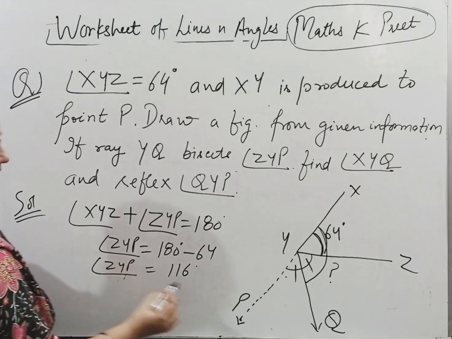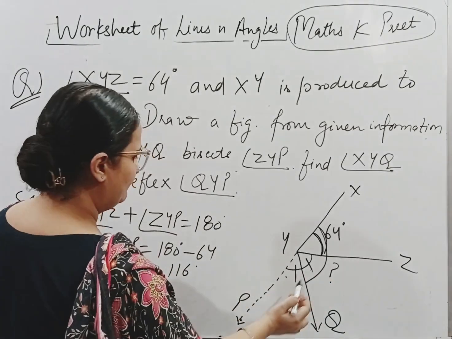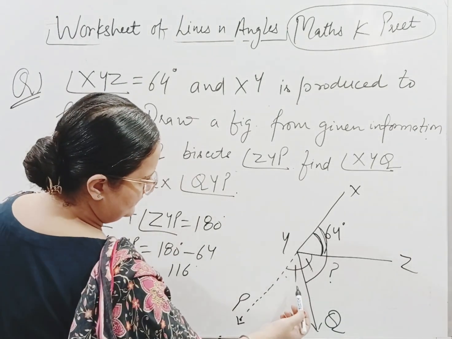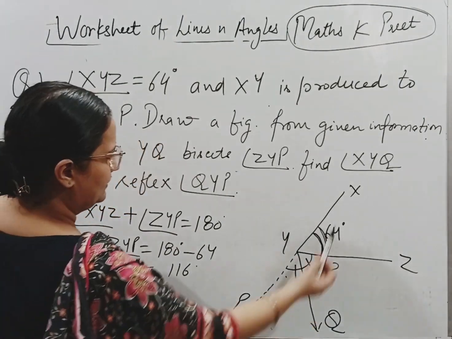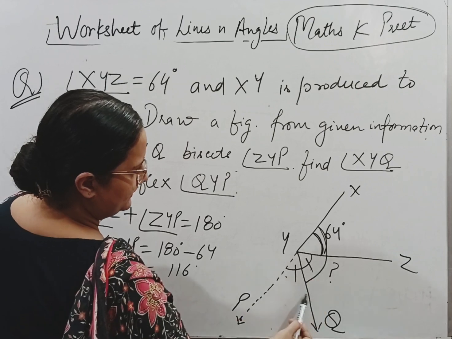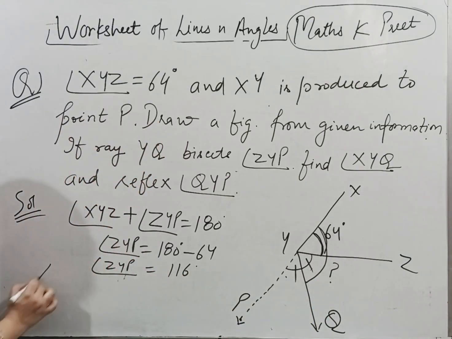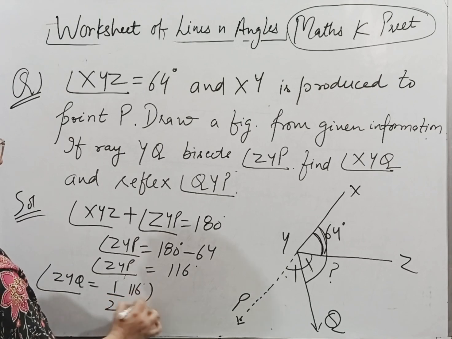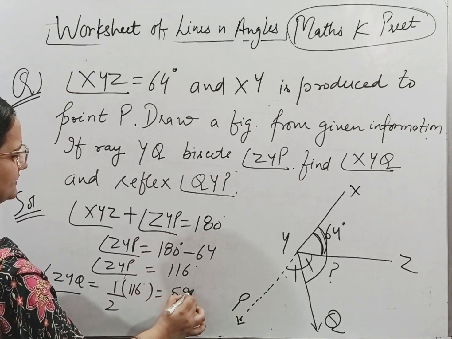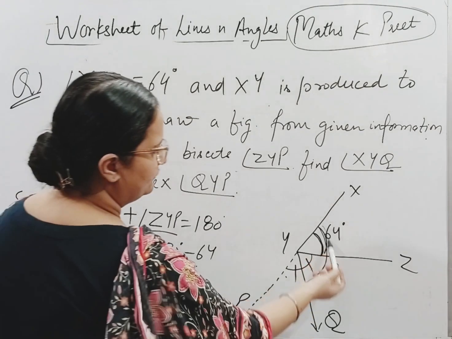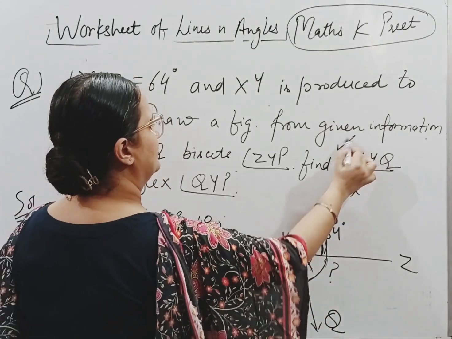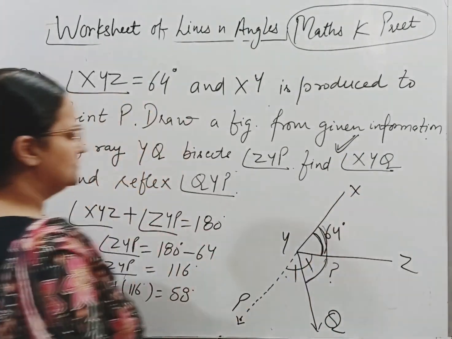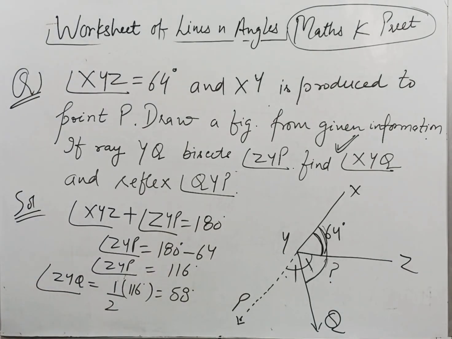ZYP is 116. Now YQ is bisecting this 116. So to get this angle, we have to find XYQ. So we will find ZYQ. ZYQ will be half of 116 degrees, that is 58 degrees. Now if we add up this 64 and 58, we have the measurement for XYQ. So this is the answer for the first part, XYQ.